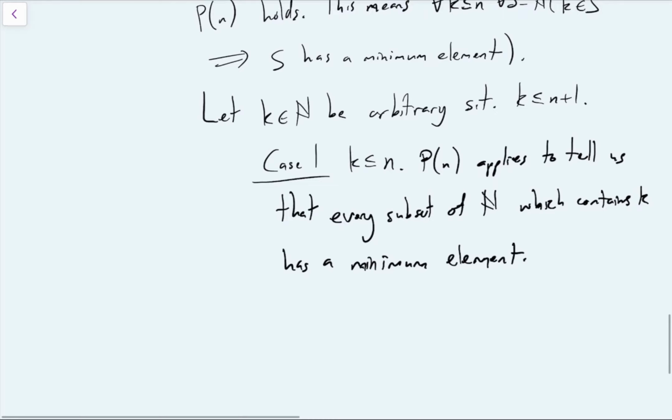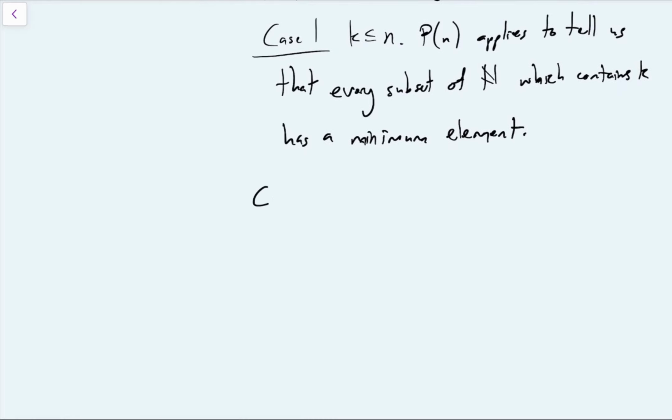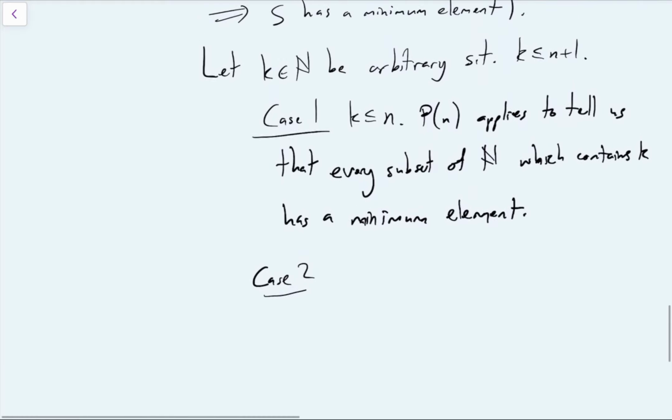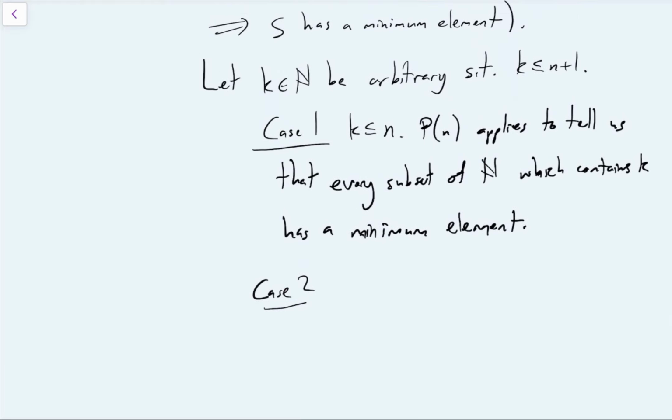Okay, that's what we wanted to do, so that's good. We handled that case. All right, case 2. Case 2 is where k isn't less than or equal to n, but of course, still we need the assumption that k is less than or equal to n plus 1. So in this case, the only possibility is that k equals n plus 1.